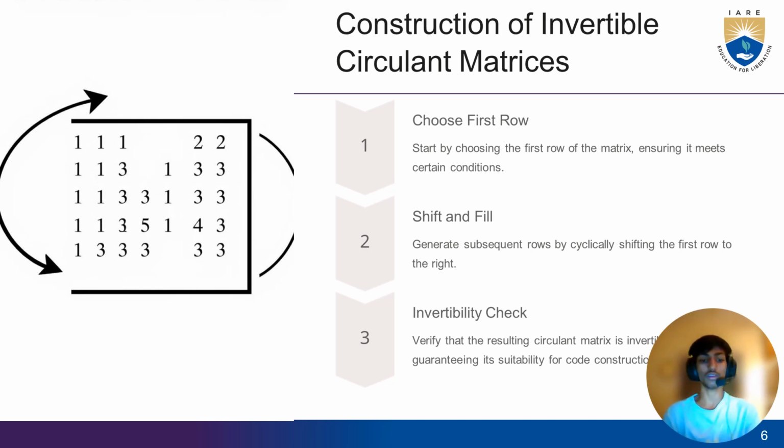So, the construction of invertible circulant matrices. First, choosing the first row: start by choosing the first row of the matrix, ensuring it meets certain conditions. Second, shift and fill: generate subsequent rows by cyclically shifting the first row to the right. Third, the invertibility check: verify that the resulting circulant matrix is invertible, guaranteeing its suitability for the code structure. As we can see, there is an example of the construction of an invertible circulant matrix on the left side.